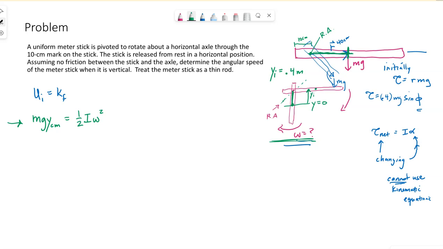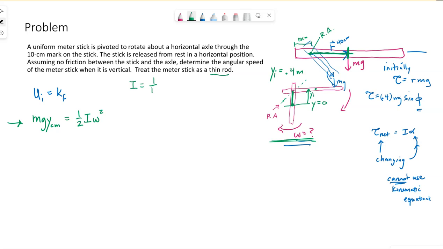Now, we don't know the mass of the meter stick. We do know the Y initial. We know that's 0.4 meters. But we also need I, the moment of inertia. If you look at the table in the test notes or in the book, there are two I's for a thin rod. That's what this problem tells us to treat the meter stick as.